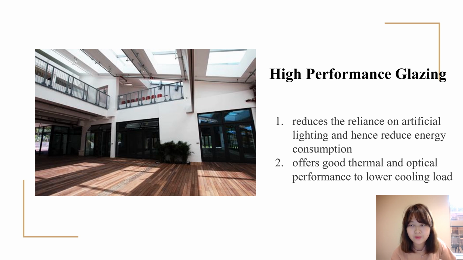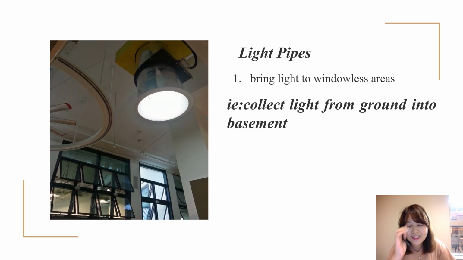How about the high performance glazing? It reduces the reliance on artificial lighting and hence reduces energy consumption. This can offer good thermal and optical performance to lower cooling load, especially in hot summer. So with reference to the light pipes, it brings light to windowless areas. For example, it can collect the light from ground into the basement.